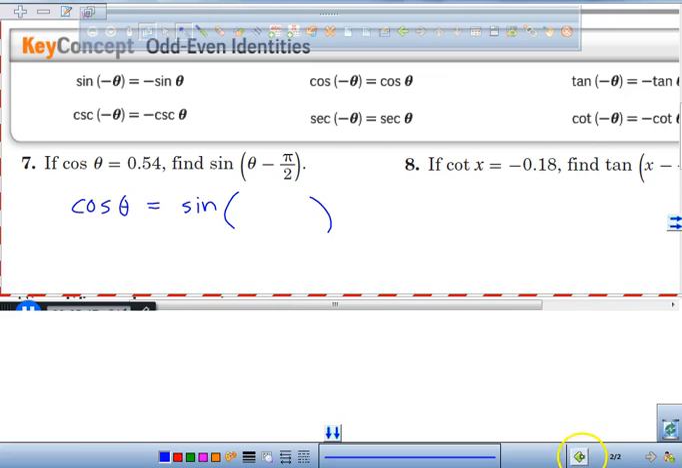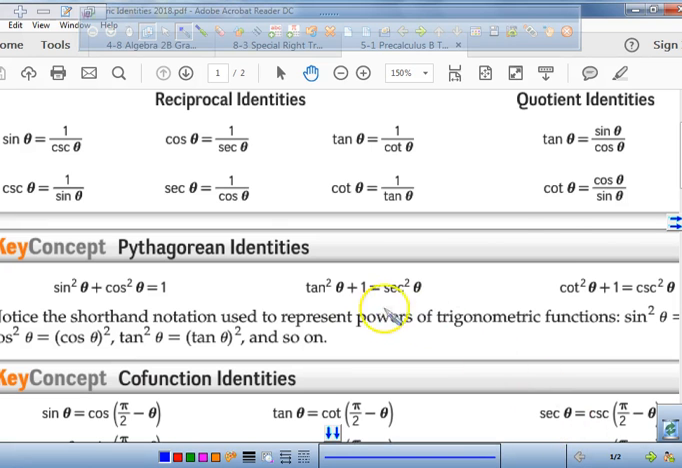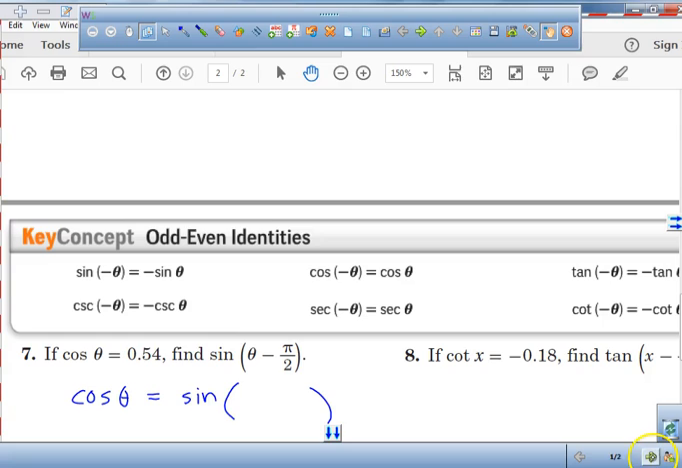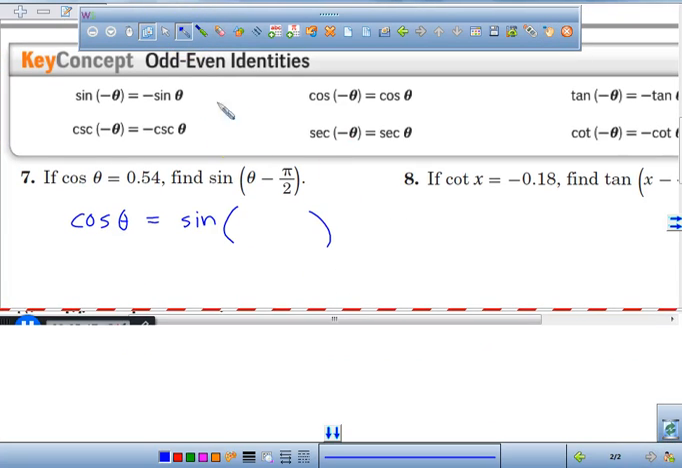Oh, sorry. Let's go back. Cosine. Let's see here. Go down here. What's the cosine of theta equal to? The sine of what? Pi over 2 minus theta. So we'll go back. It's equal to pi over 2 minus theta.